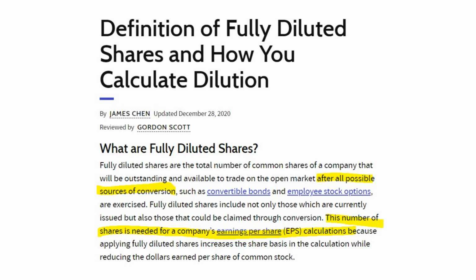with fully diluted shares. And this is something that represents a number which is used to calculate market cap. So it includes all shares after all possible sources of conversion, such as convertible bonds or employee stock options. And it's critically important because you need this for calculating earnings per share. So this is the number that you always use to calculate market cap.